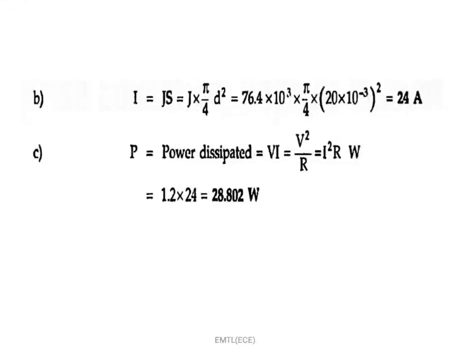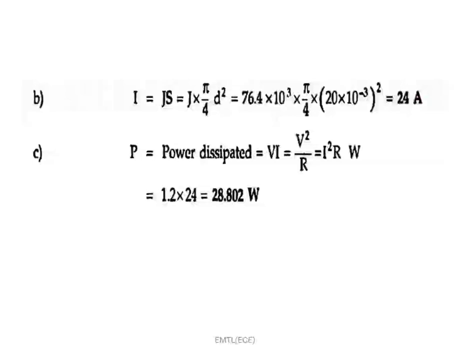Current I is equal to J into S. Here the area of the conductor is pi by 4 d square. We already found the J value, that is the current density, as 76.4 into 10 cube, and pi by 4 times the diameter of the conductor. To convert into meters, multiply by 10 power minus 3, so 20 into 10 power minus 3 whole square. Now the calculated value for this expression is equal to 24 amperes.